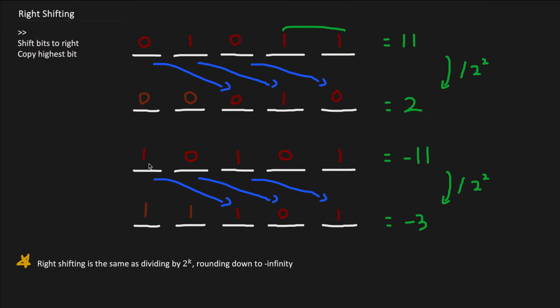And if I look at this number here, if I want to shift to the right twice, I shift the numbers, but in this case, the highest bit is 1. So now I want to just put 1s in the 2 empty spots. And the purpose of copying the highest bit is to keep the numbers in the correct sign. So if I shift a positive number, it'll keep it positive. And if I shift a negative number, it'll keep it negative.